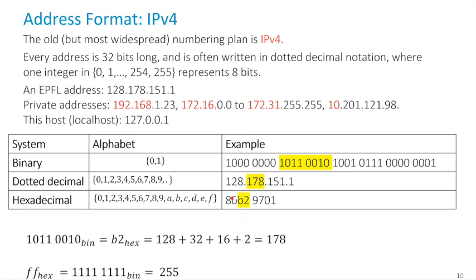IP addresses at EPFL, most of them start with 128, a few of them with 129, but 128.178.151.1, that means this is this sequence of bits here. This is totally obsolete. This is because it was done in the 70s. Today, we would use hexadecimal digits.